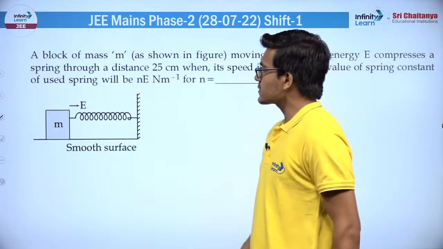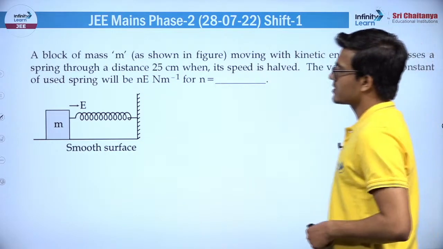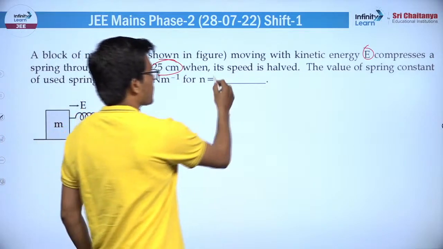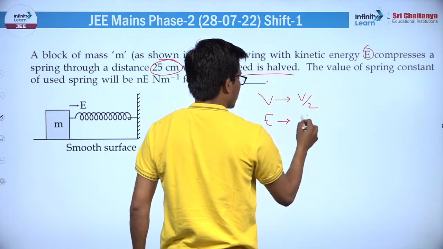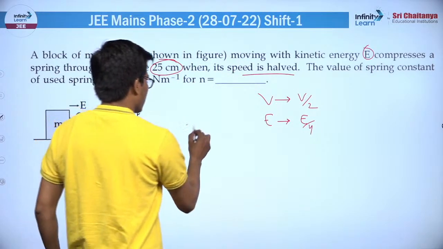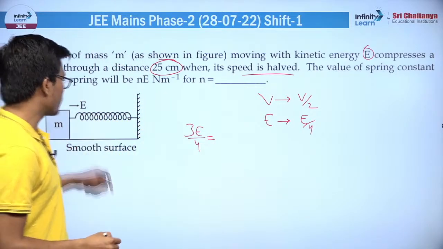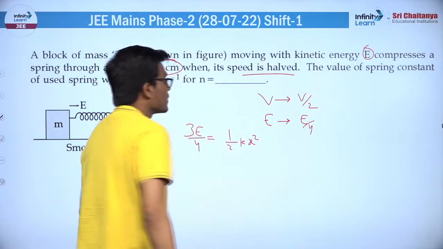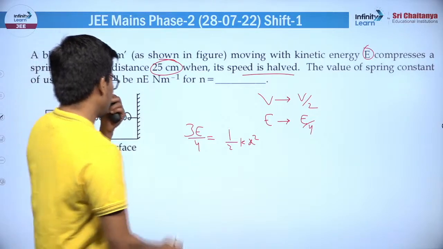Moving ahead, a block of mass is given. Kinetic energy E compresses a spring through a distance of 25 centimeter and its speed becomes half. Speed becoming half means kinetic energy will be E by 4. So the change in kinetic energy is actually 3E by 4. That will come due to the work done by spring force, which is given by half kx square. Simple. And I need to find k.